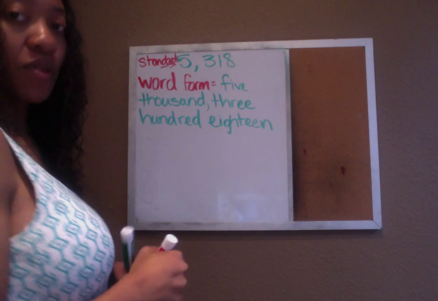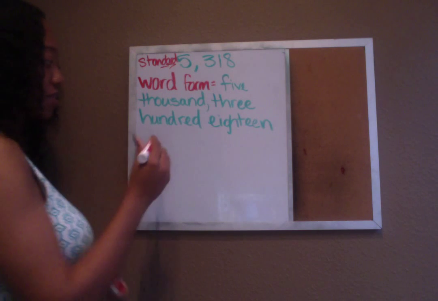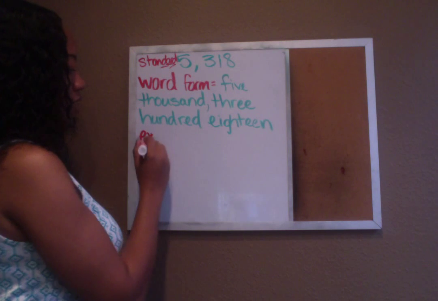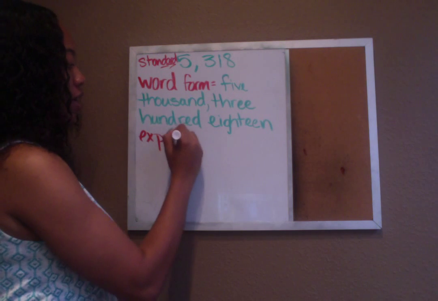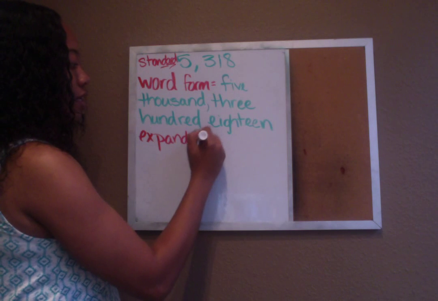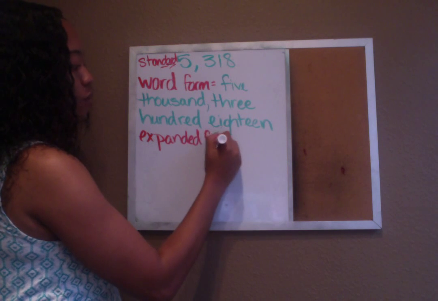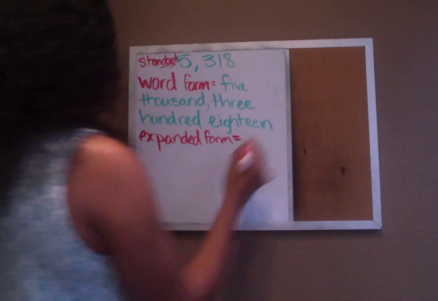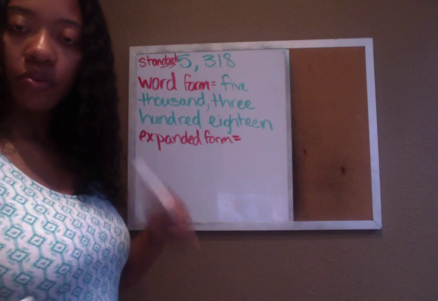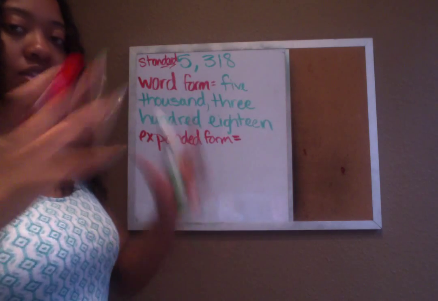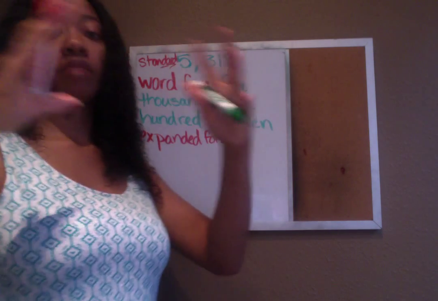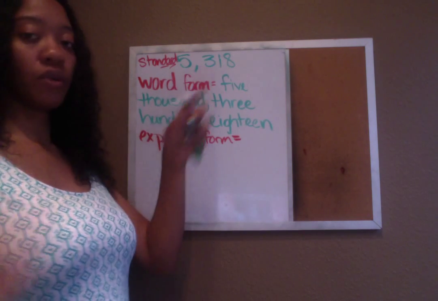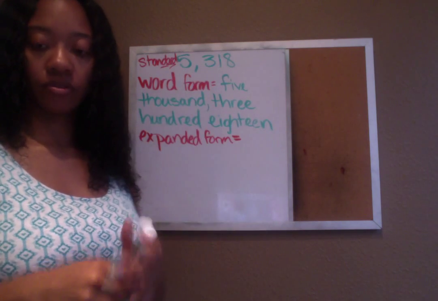The last form is something called, I'm writing on the red, expanded, EXPANDED, expanded form. Now, in expanded form, think about what the word expanded means. Expand. When you're expanding something, it's growing. It's getting bigger. You're stretching it out. So what we're going to do is we're going to take this number and we're going to stretch it all the way out.